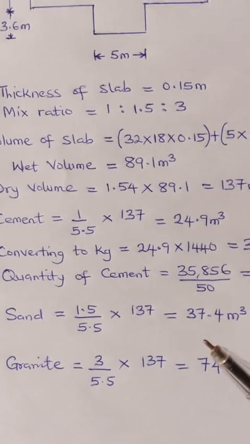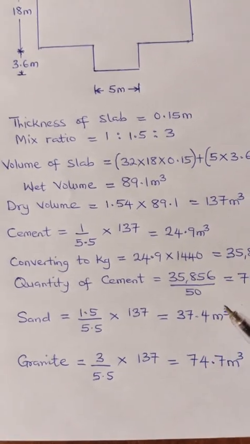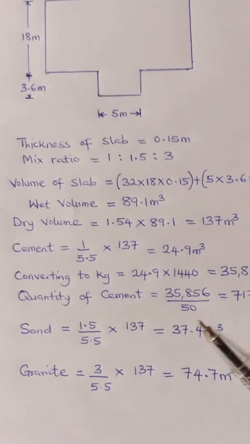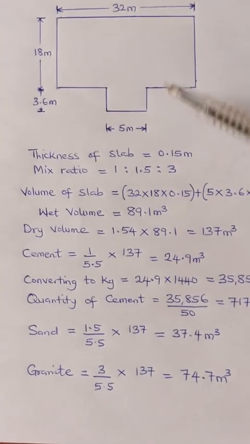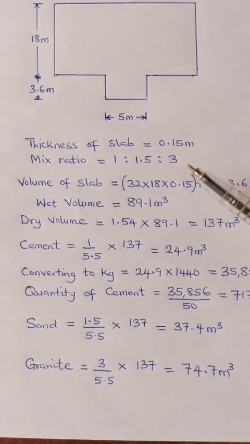For the sand, we have 1.5 divided by 5.5 times 137. That will give us 37.4 cubic meters. So this is the volume of sand that is required for this size of slab based on this ratio.